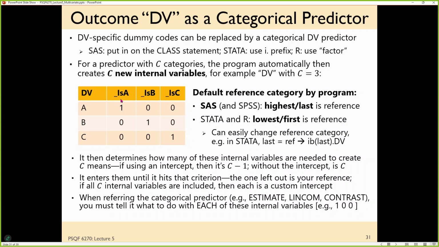So then you have access to these internal variables, and you can use them to say, I want this slope for this variable and this slope for that variable. The only thing that you have to pay attention to is who is the reference. In SAS and SPSS, the highest category in a factor variable is the reference. By default, in Stata and R, it's the lowest. You can change these around, but results will differ across packages if you don't pay attention to this.